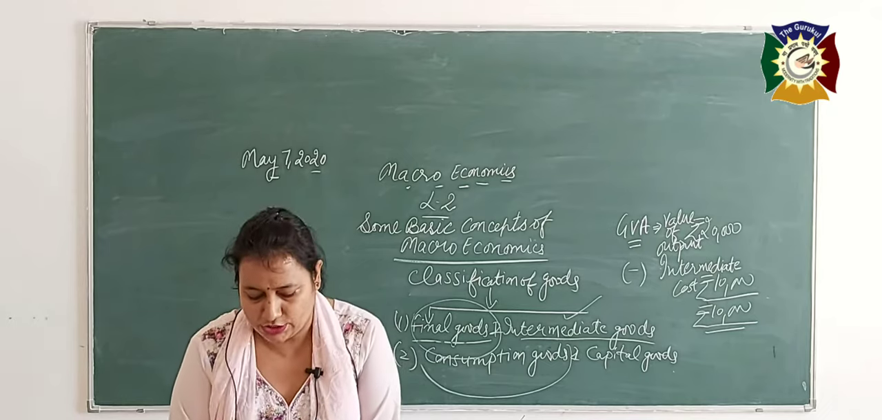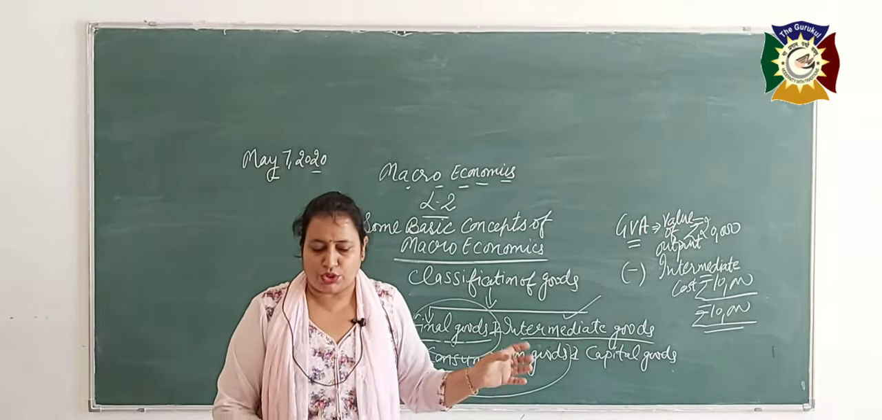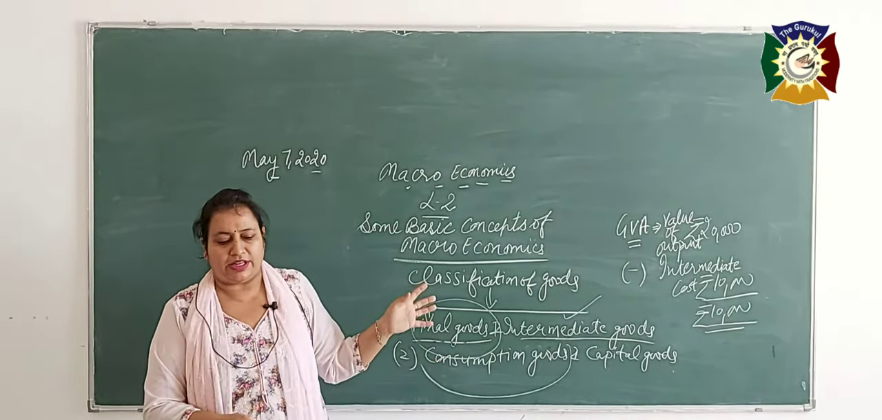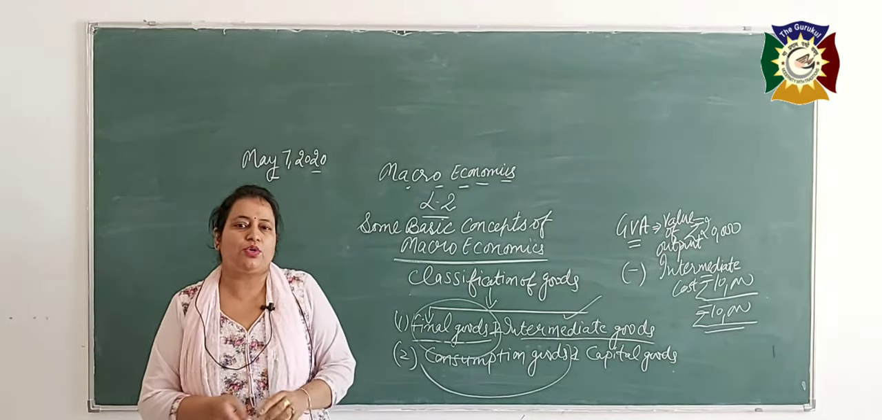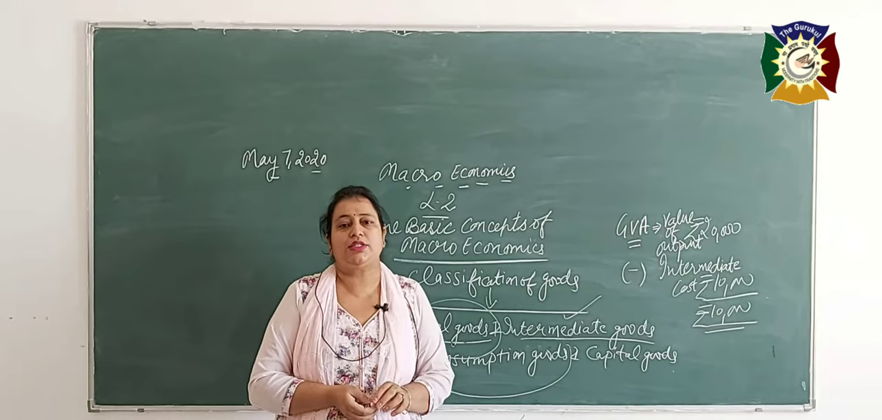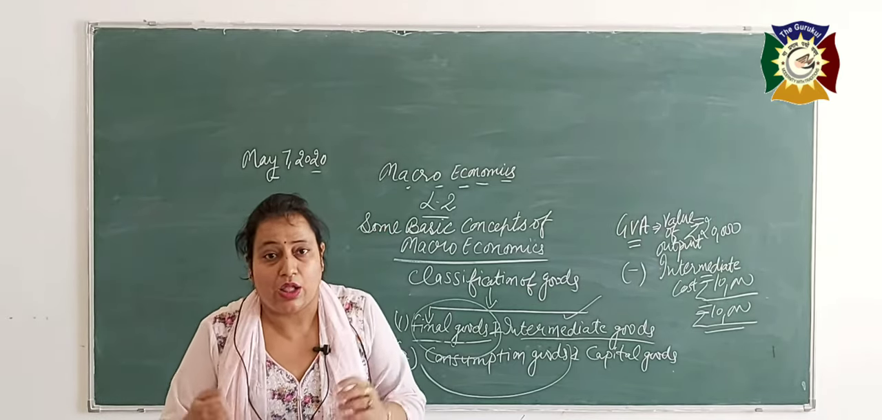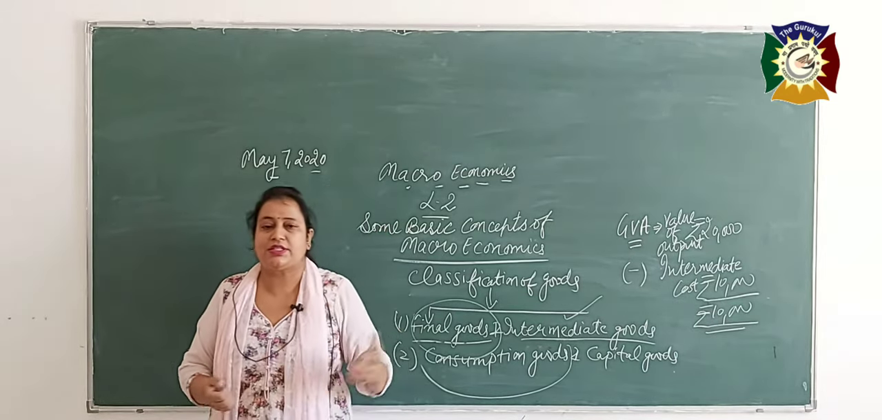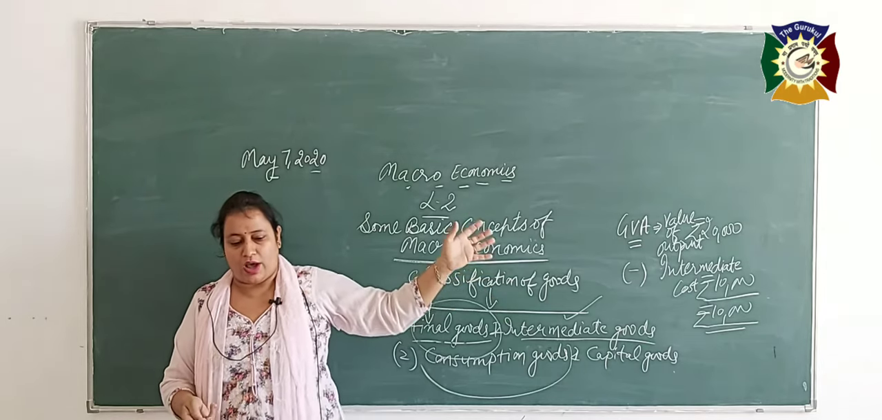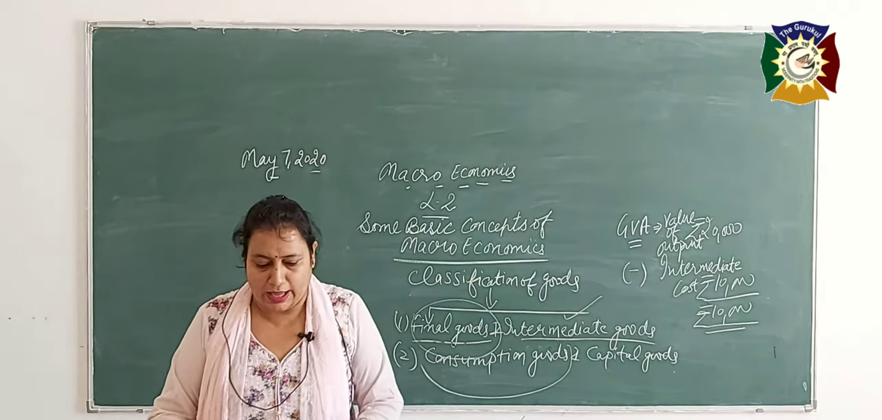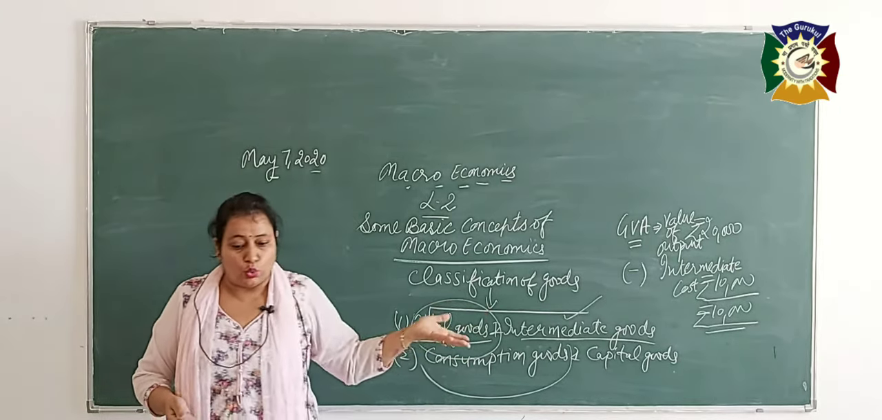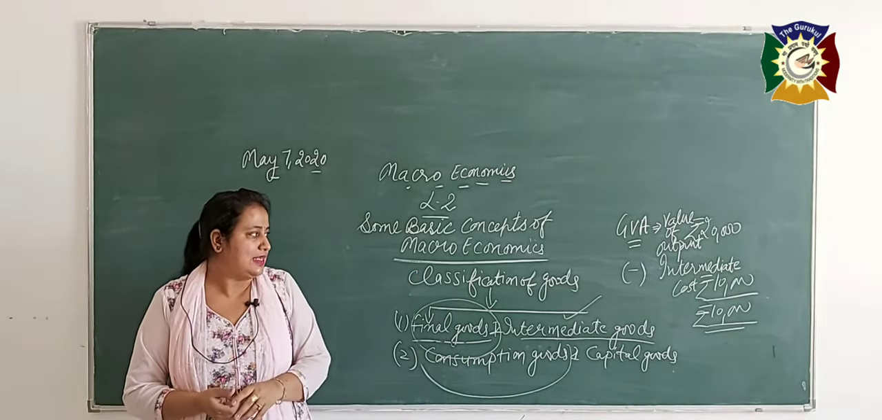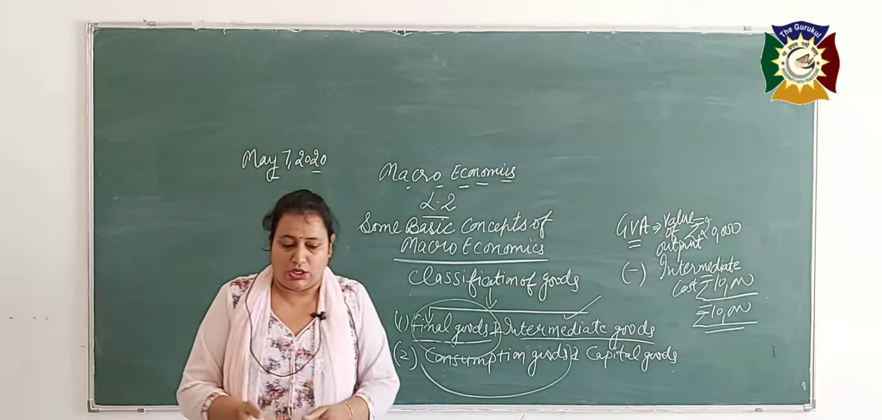Now, the next topic is capital goods. Consumption goods completed, we are going to complete the capital goods. Capital goods are those goods which are purchased by the producers. Who will purchase these goods? The goods are purchased by the producers, like plant and machinery and tools, etc. These are known as the capital goods. Okay, beta.